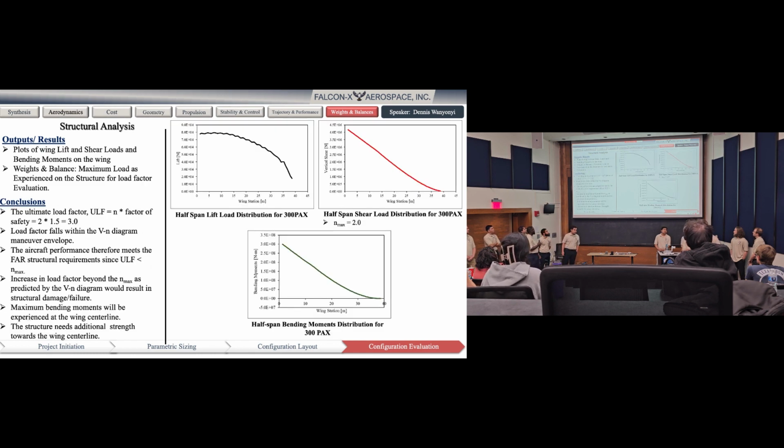And using that to evaluate the structure of the aircraft, we find that the maximum load on the aircraft, I guess the weight, generates a load factor of 2, so with a 1.5 factor of safety we get an ultimate load factor of 3.0, which is well within the VN diagram, and the aircraft can be approved to fly within the structural limitations.